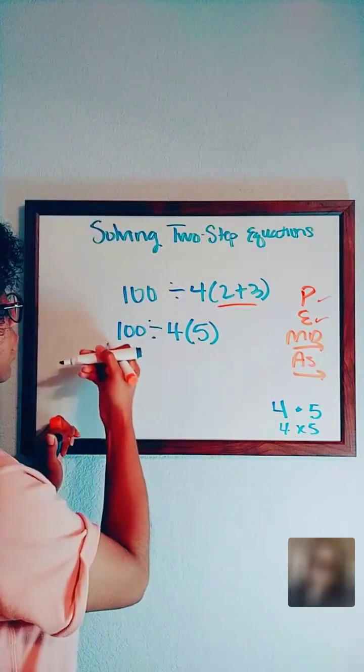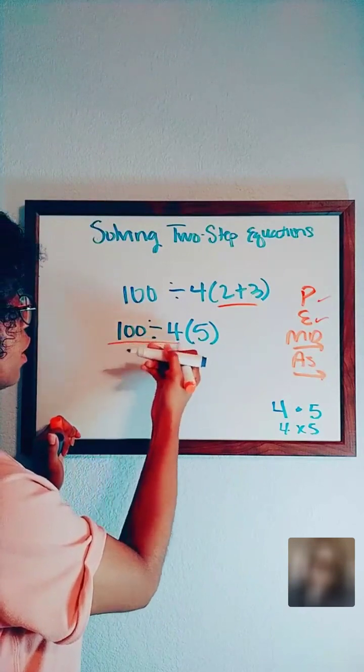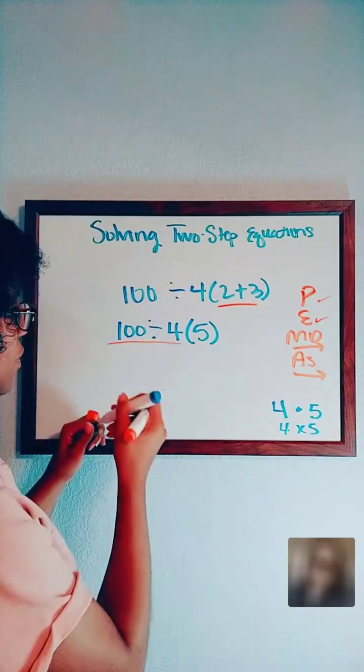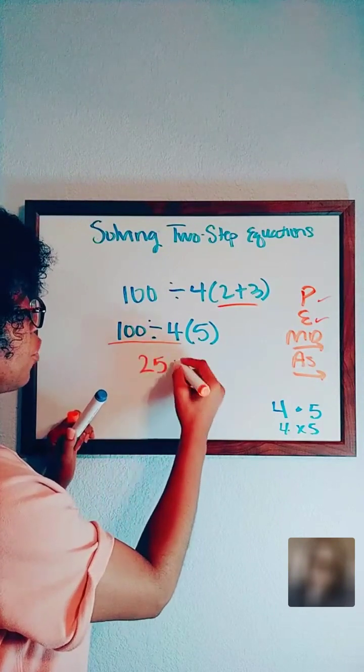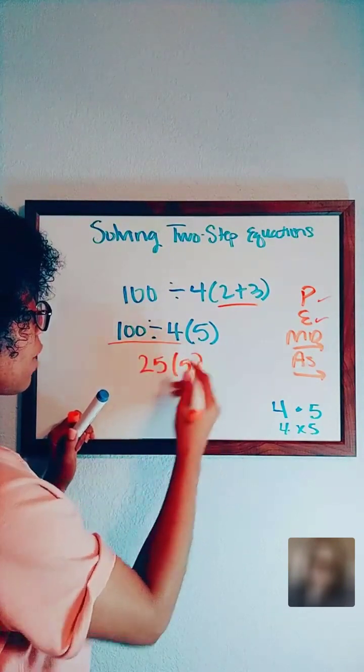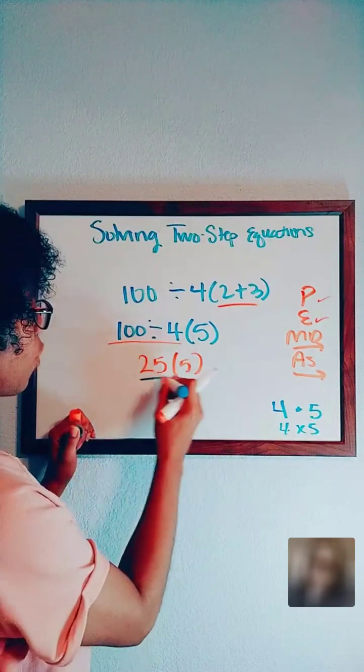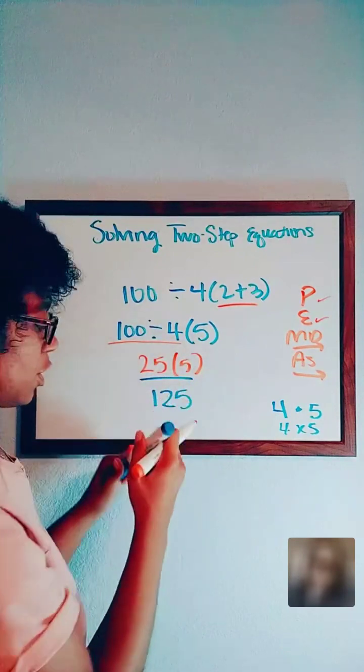You are first going to divide 100 divided by 4. That is where you're going to get 25. Then you're going to multiply that times 5, and that is where you are going to get 125.